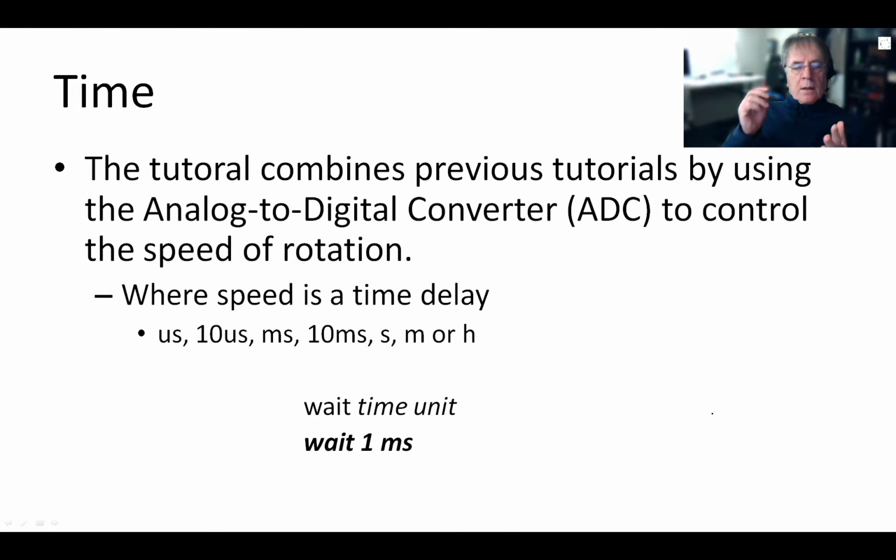So we've looked in the previous tutorials at how ADC works, and today we're going to use a delay, and that delay can be expressed in microseconds, 10 microseconds, milliseconds, 10 milliseconds, seconds, minutes, or hours, and they're very useful. Great Cow Basic has a command called wait, and it just needs a time period and then a unit of time. So you would simply say wait 1 millisecond, but we're not going to have a constant of 1. We're going to use the value coming back from the ADC for that delay.